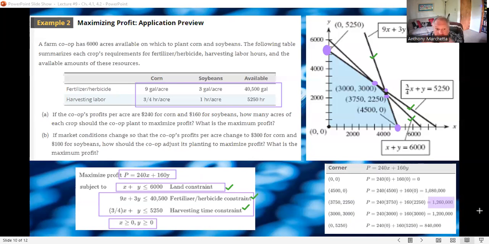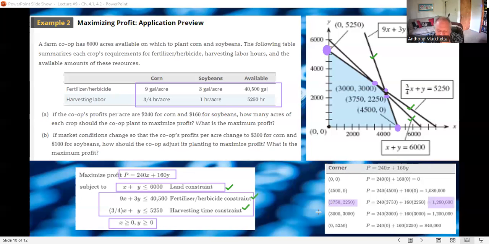It's telling me, based on all of this stuff that you told me, that you only have 6,000 acres of a farm, and you can only take $240 per acre in a profit of corn and so on, and all these other situations you have about labor and all that. I'm going to tell you, if you could choose to do 3,750 acres of corn and 2,250 acres of soybeans, then that will give you the best profit, which will be $1,260,000. That's the point of it.